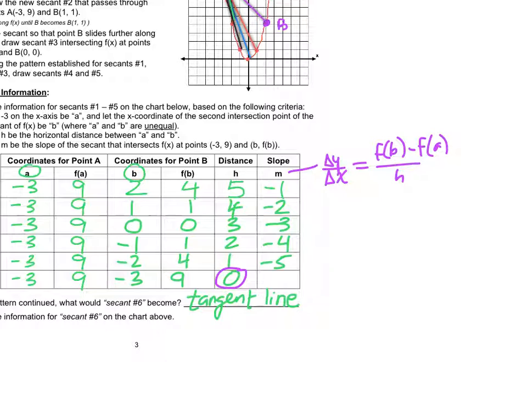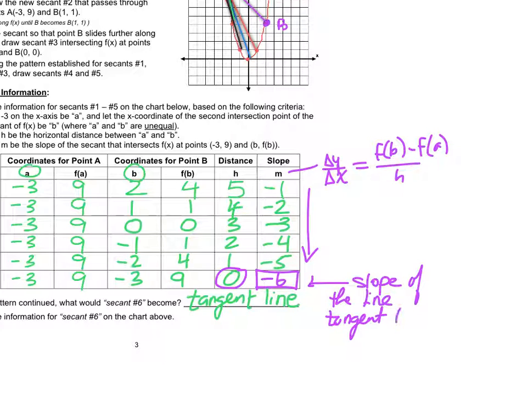Now, if you do the calculation, it tells you indeterminate. But if you follow the trend straight on down the line, what should the next number be based off of that trend? -6. So what we just got is the slope of the line tangent to the curve at the coordinate -3, 9.